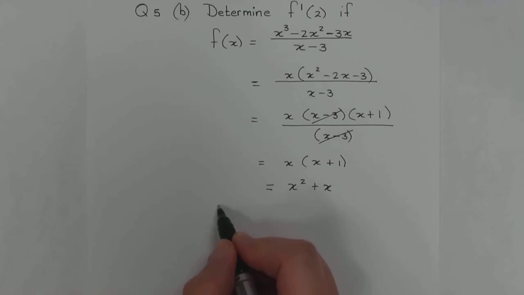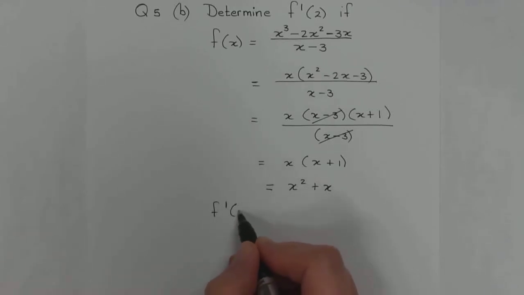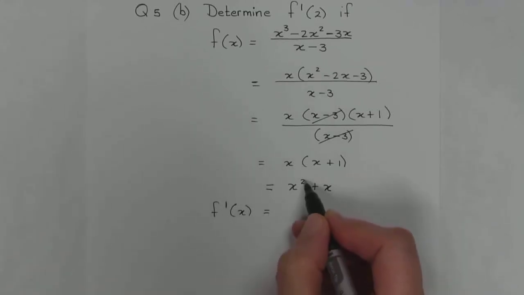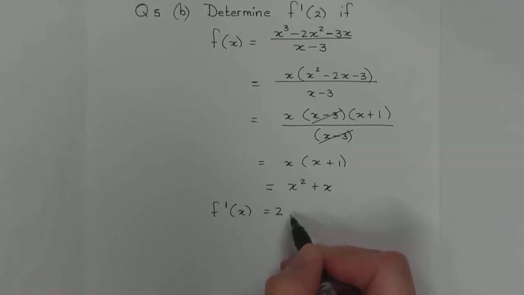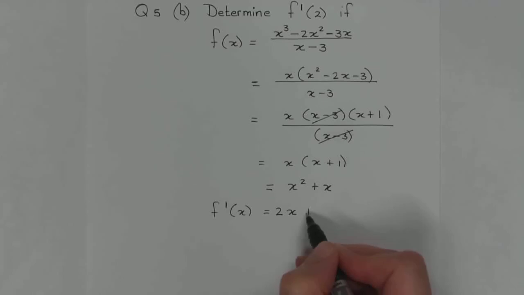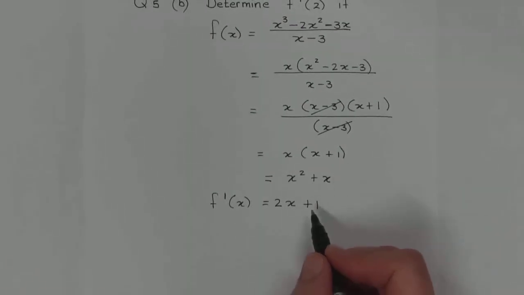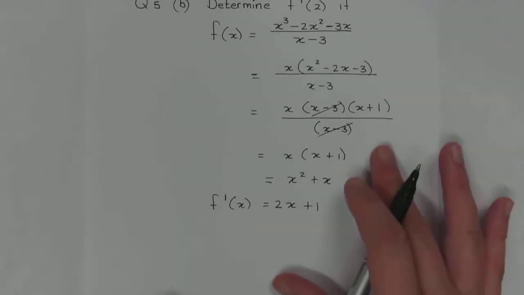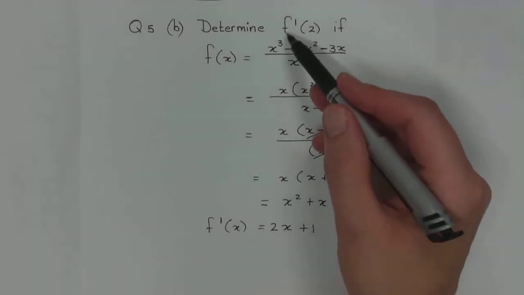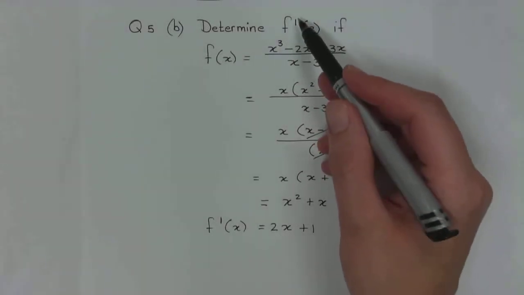So I indicate this is my first derivative of x, which is 2 times 1, so 2, x to the power of 2 minus 1, which is 1, and then in this case, it's just plus 1. So that's my first derivative. But I haven't finished the question. I haven't answered the question, because the question didn't ask for f'(x). It asked for f'(2).